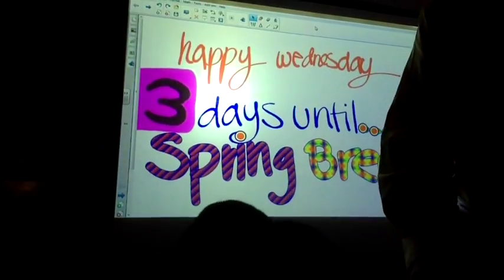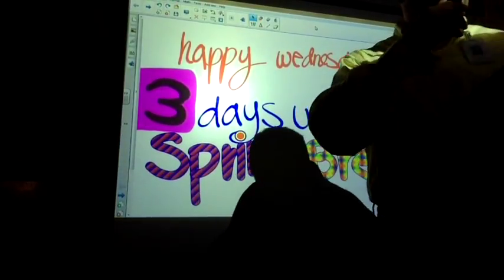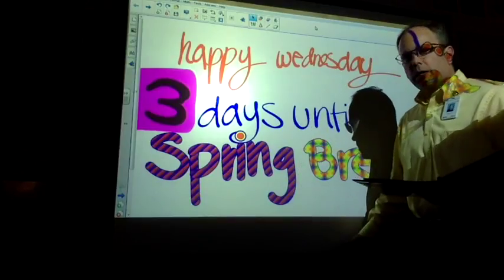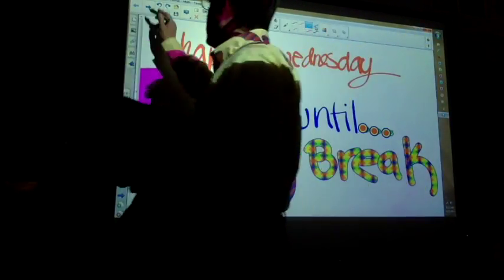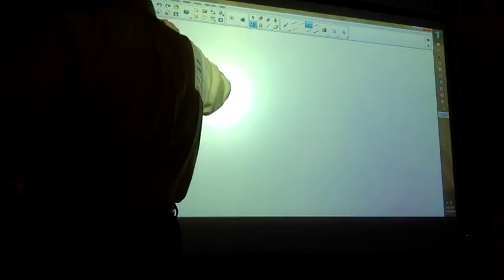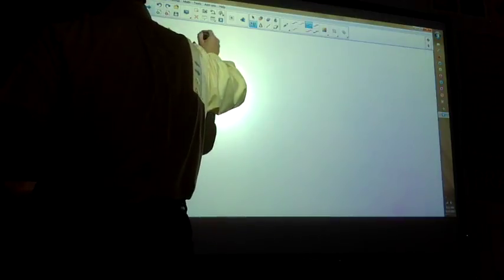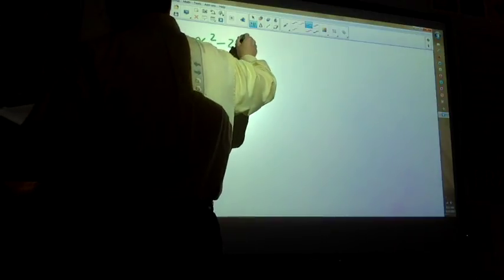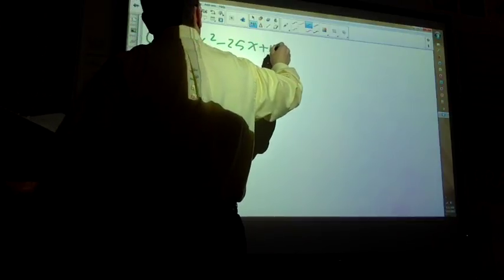All right, page 59-60. Any questions off of the first page? Number 11, got it. Number 11, we have x squared minus 25x plus 100.